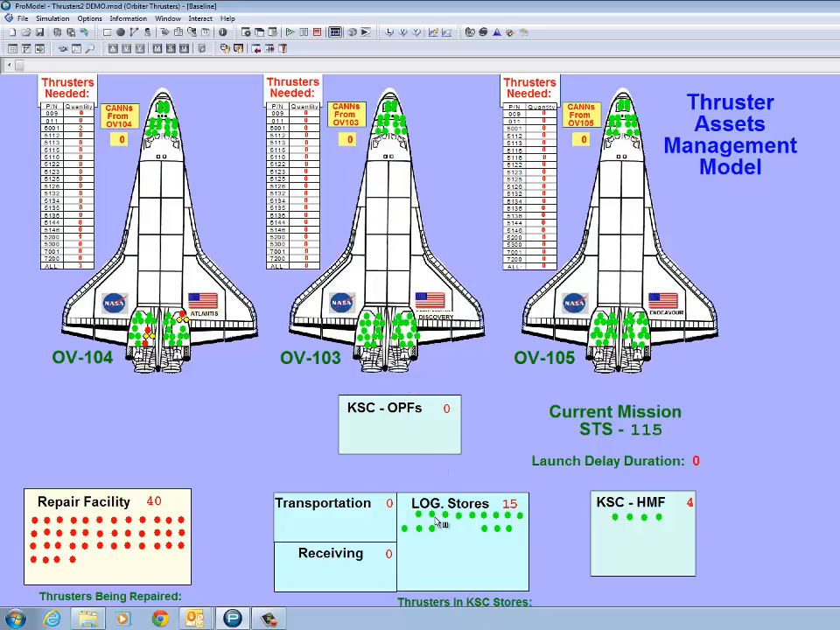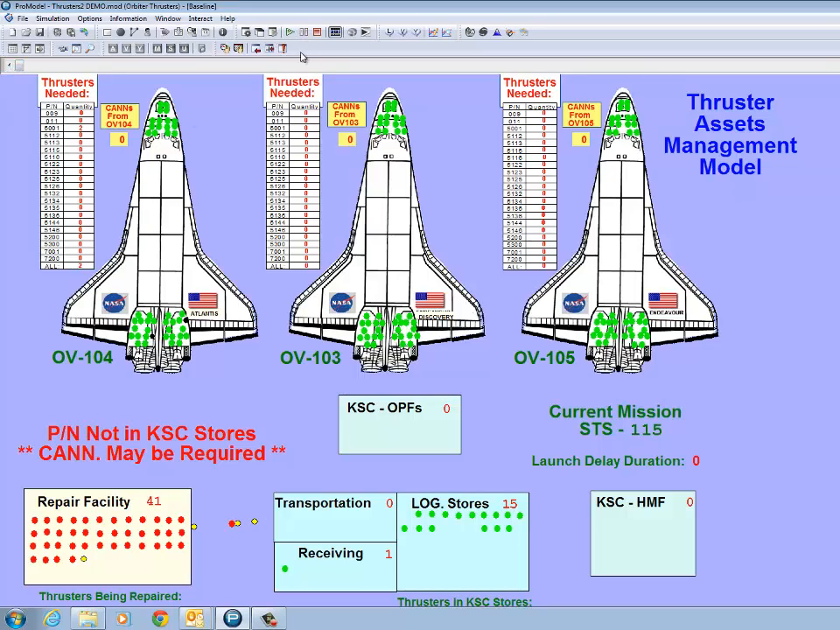After thruster motors are taken off of the orbiters, they go to a repair facility, and I'll just speed the model back up here, and let you see it go through a couple missions. The repair facility then would have to return those to KSC Logistics Stores. Now, we were concerned because the repair facility seemed to be taking a long time.